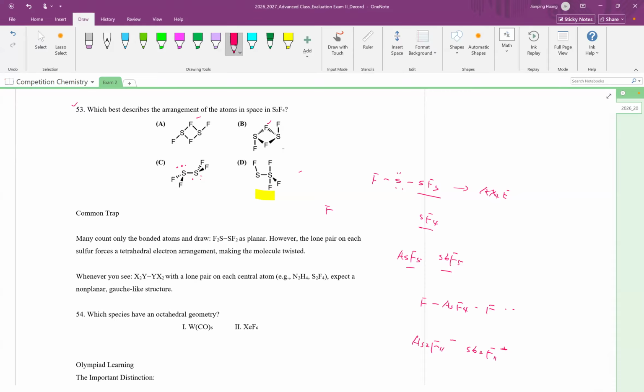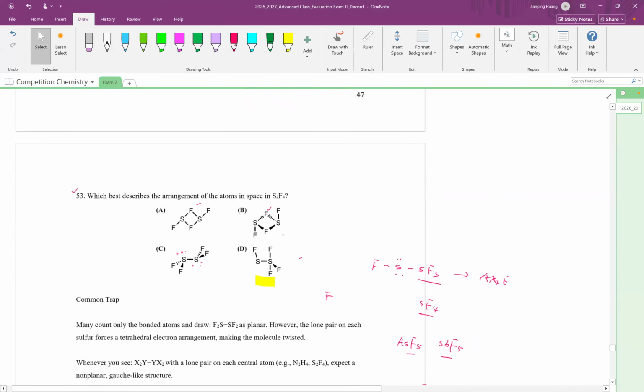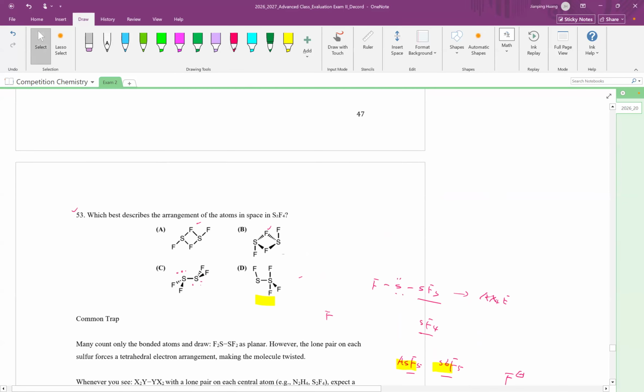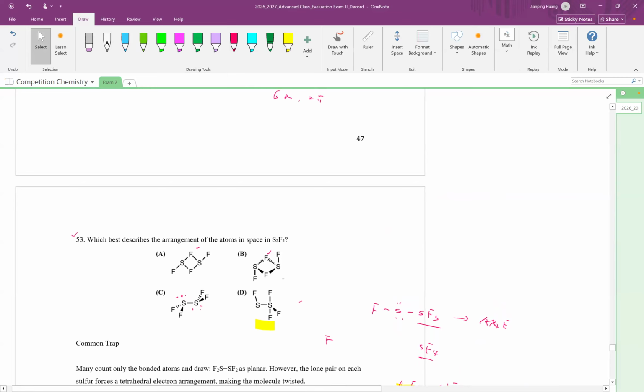F minus is a bridge. However, those two compounds are very strong Lewis acids. That F minus is a base donor. However, in the sulfur compound, they are not electron deficient. No, it's not. You look at it. So they will not form a bridge. And it's this one. Now, what's the shape of this one? That shape basically is what? This one is just like seesaw.